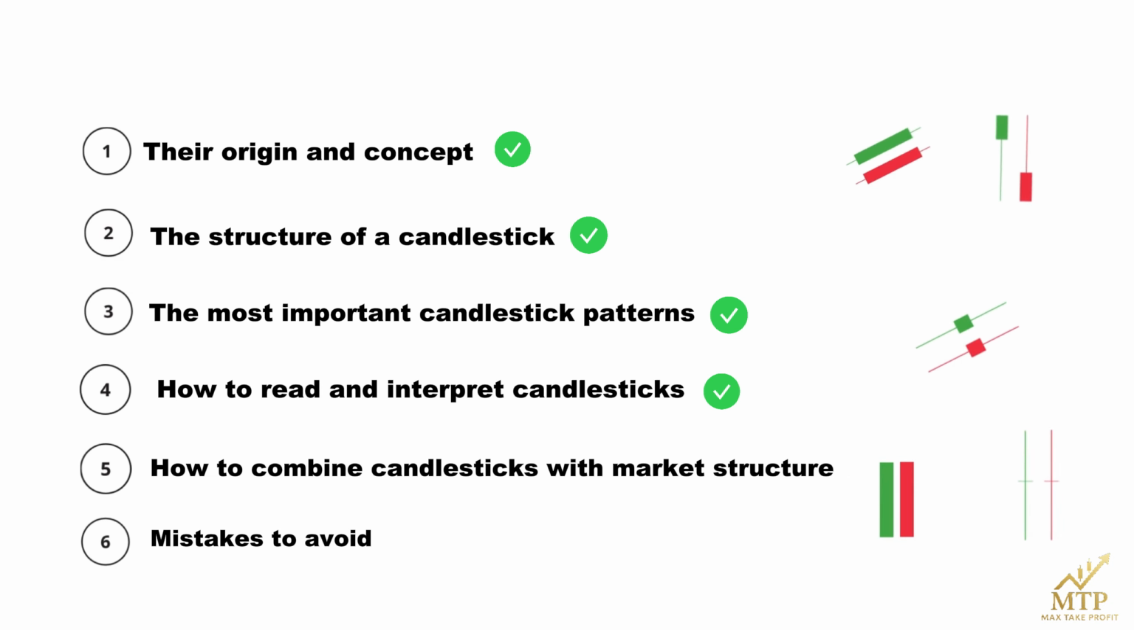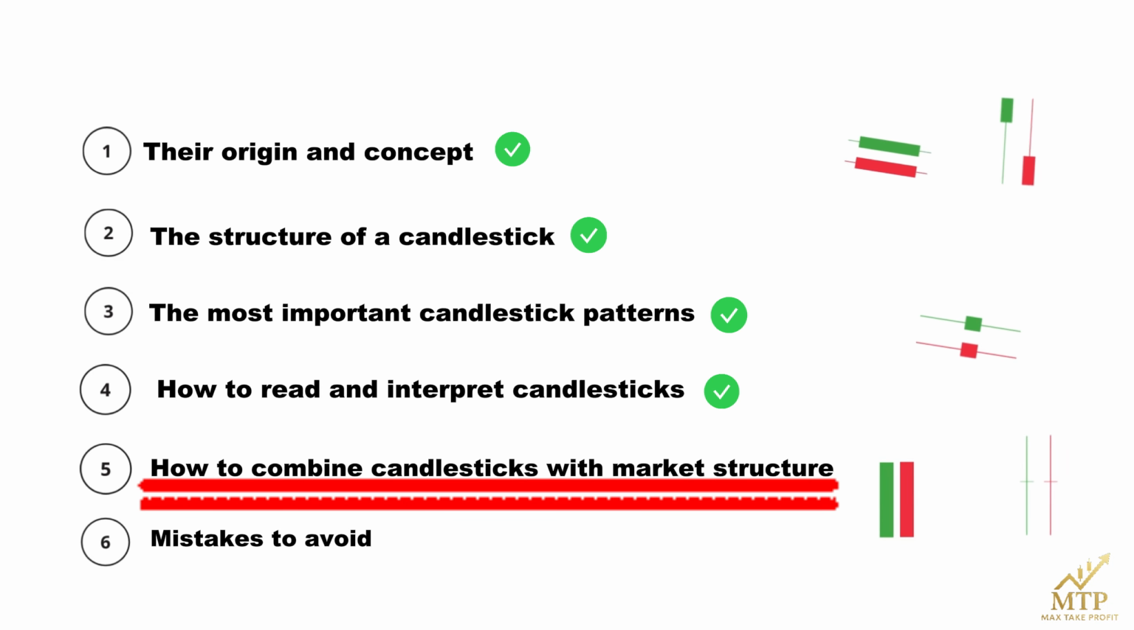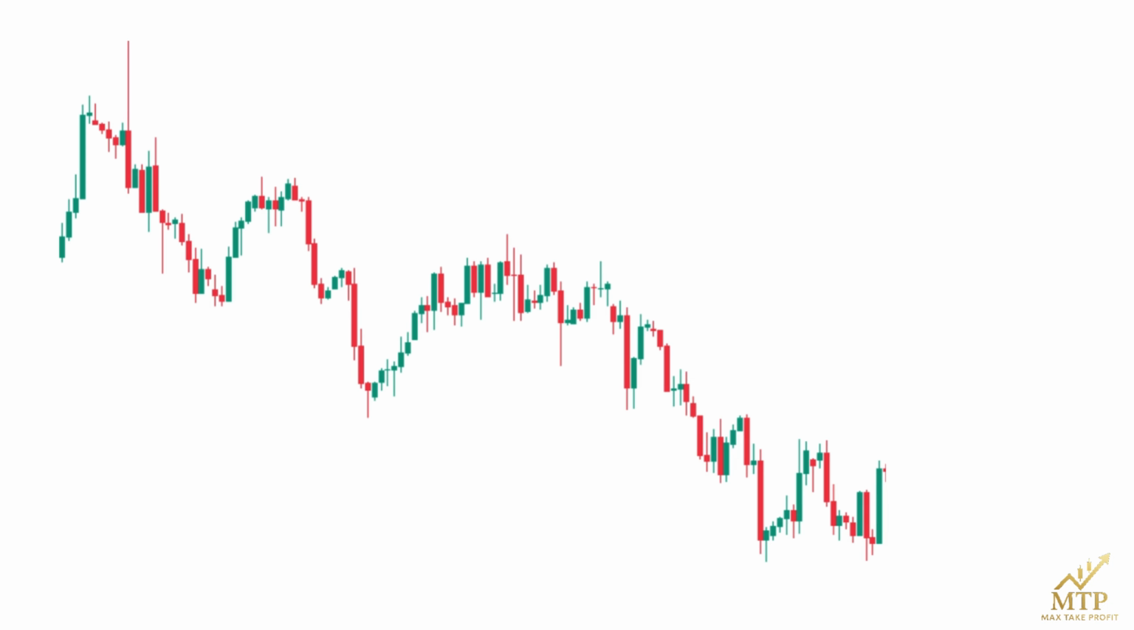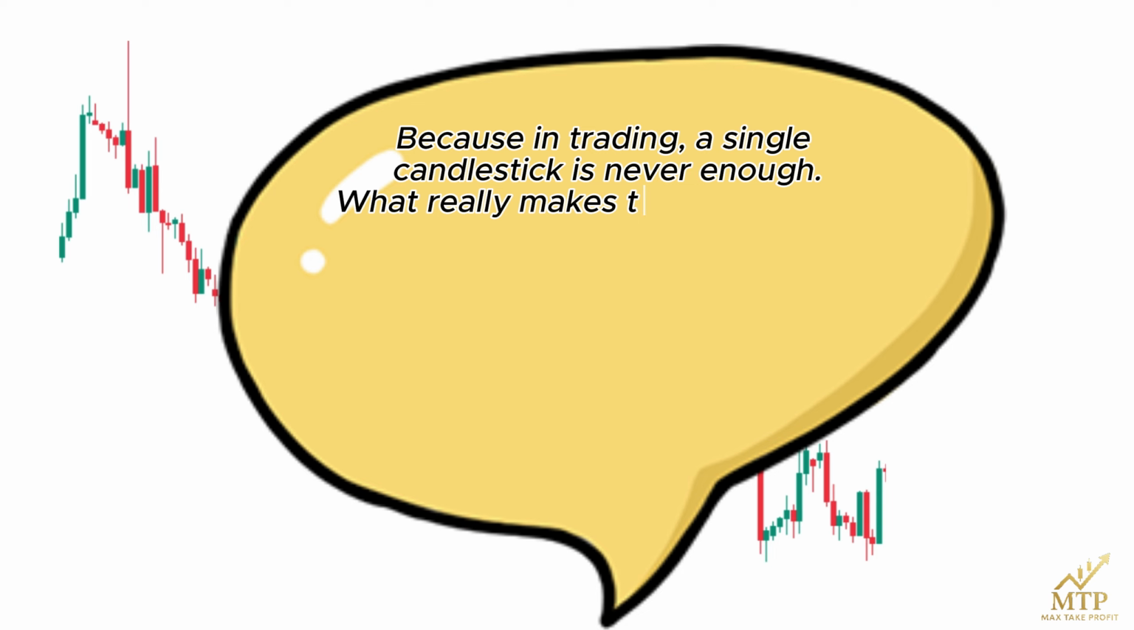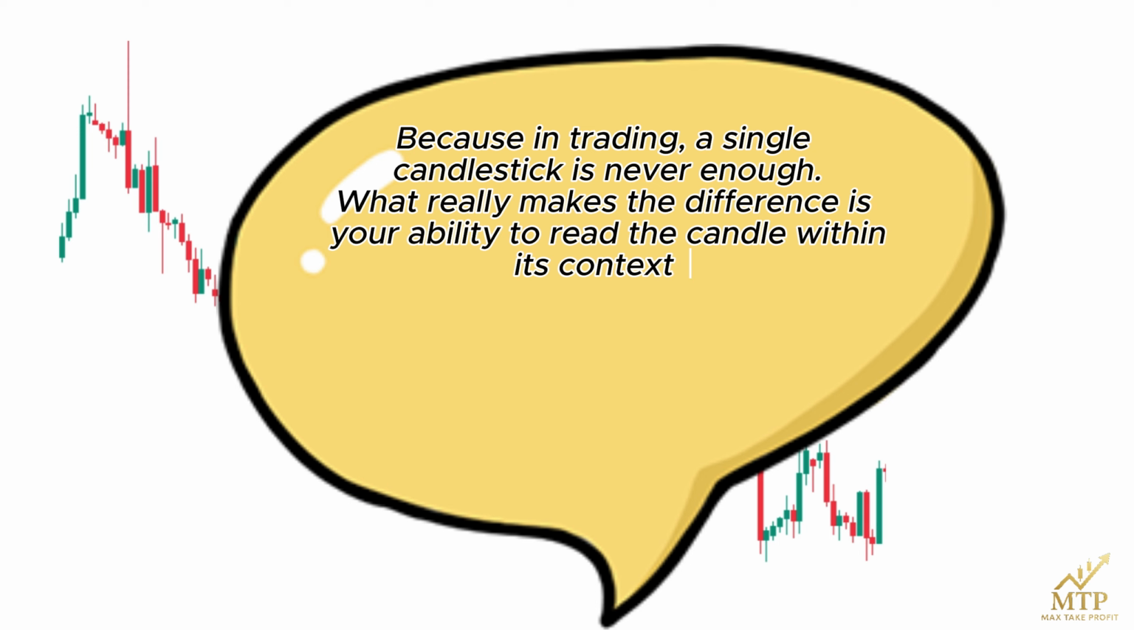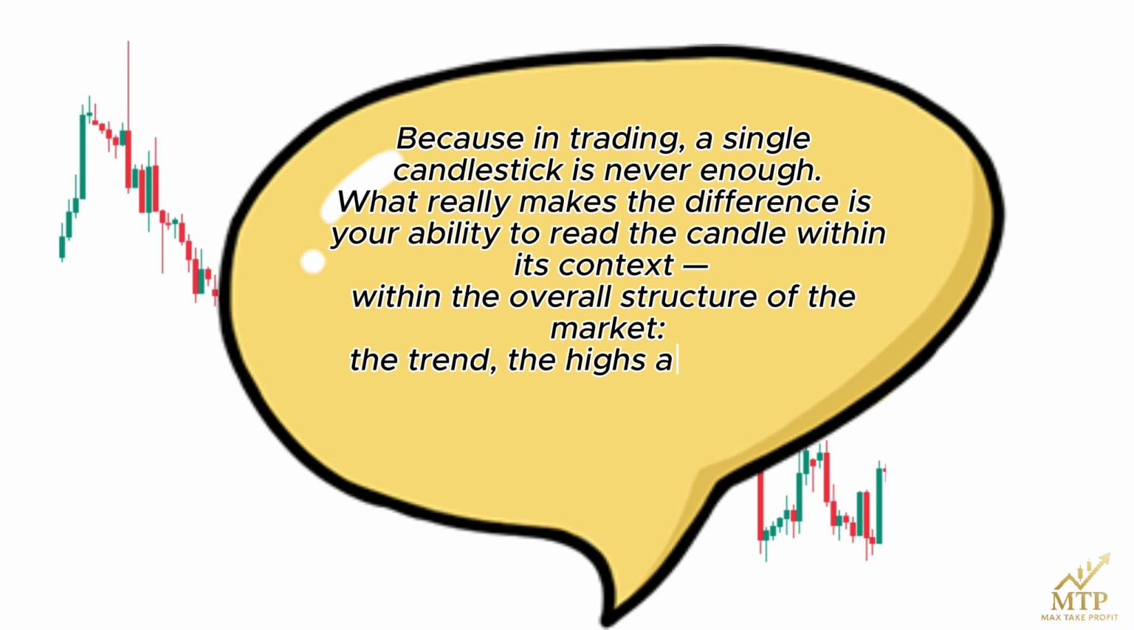Now let's move on to a crucial part of trading: how to combine candlesticks with market structure. Because in trading, a single candlestick is never enough. What really makes the difference is your ability to read the candle within its context, within the overall structure of the market, the trend, the highs and lows, the supports and resistances. Here's the key idea: a candlestick only has value when it appears in the right place.